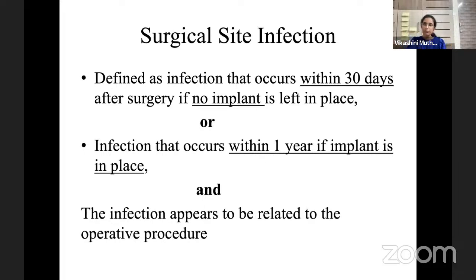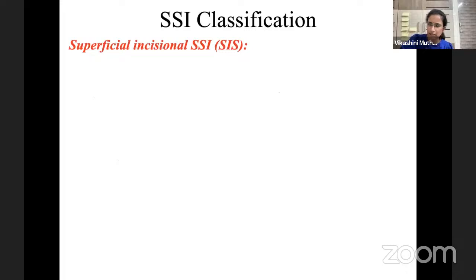That is, following an operative procedure, they should develop. So that completes the surgical site infection definition. Any infection that occurs within 30 days if no implant, within 1 year if implant is placed, and also all these infections must appear to be related to the operative procedure. Now let's get into the classifications.